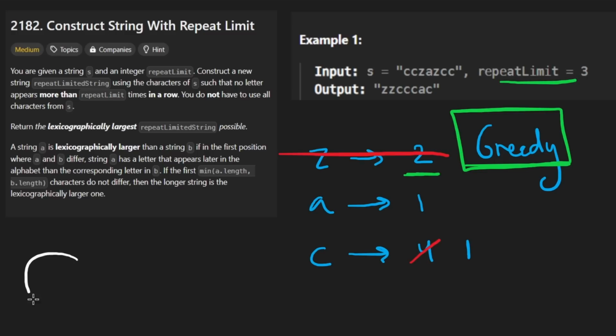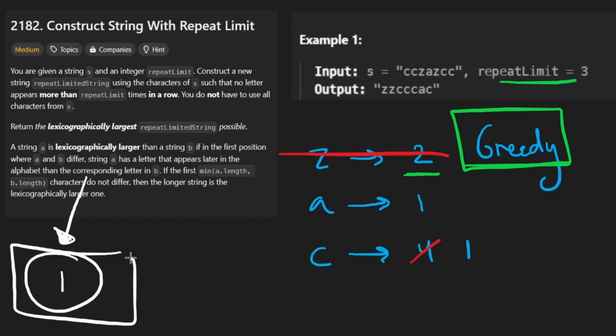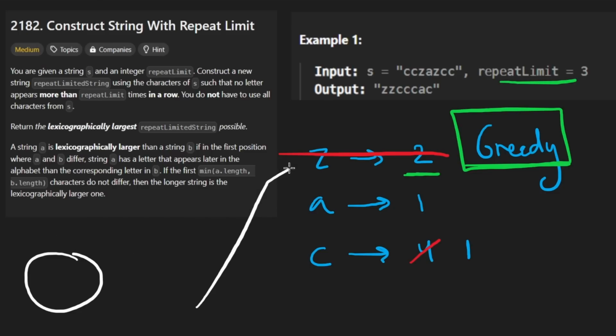I guess I'll start with the state machine example earlier than I expected, just because I think it makes a ton of sense. When we're in this state, like this is one distinct state, what we want to do is just take the character that is the largest and add it. Add as many of them as we can. That's kind of the greedy step.